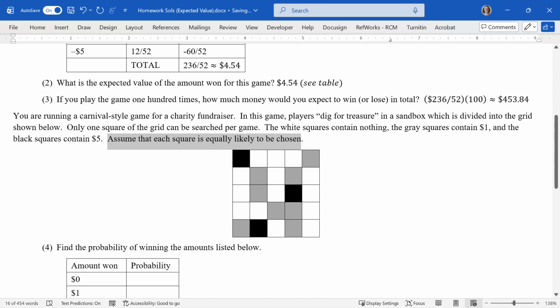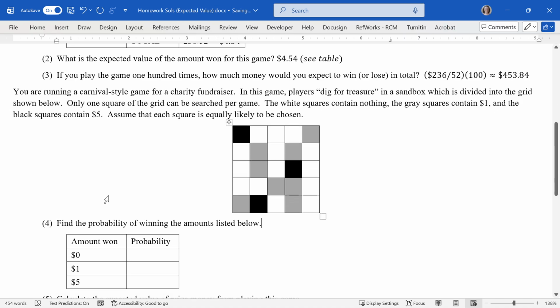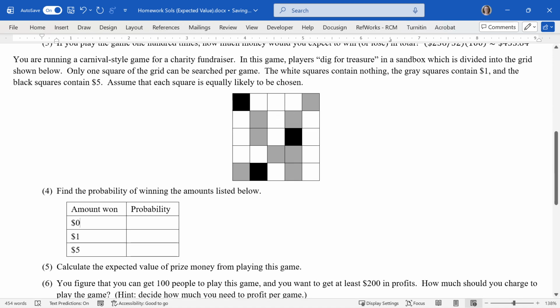Assume that each square is equally likely to be chosen. So basically the players don't have this chart, so they don't know what's in each square. Find the probability of winning the amounts listed below. So you can either get nothing, or if you get a gray square, you get $1, or a black square is $5.